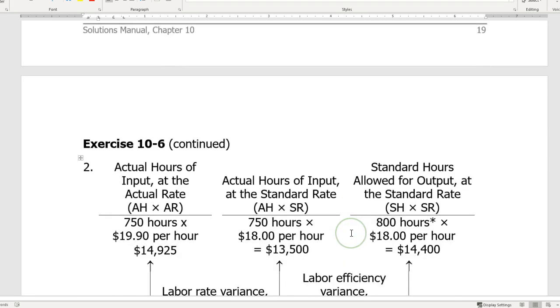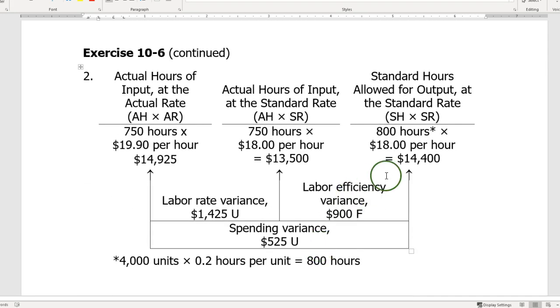For the labor, we actually again produced the 4,000 units. The standard called for 0.2 hours, just a portion of an hour for each unit. That means we should have used 800 hours to produce those 4,000 units. Drops in here. So again, you need to find the amount we should have used based on our actual production. So that's a quick overview of those two standards, those variances.